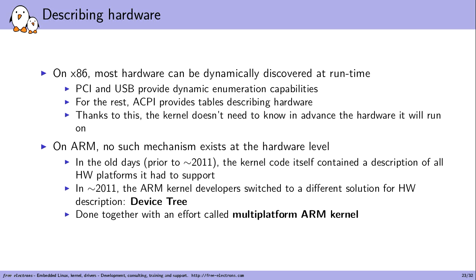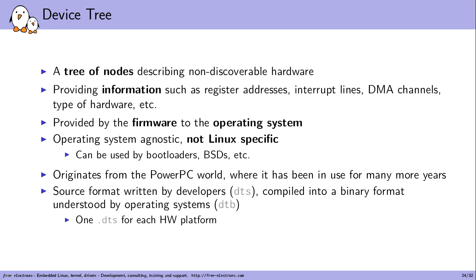In 2010, 2011, I'm not sure exactly when the effort started, but that's about that time frame, the kernel developers of the ARM community decided to switch to a different solution to represent the hardware called the device tree. And I'm going to spend a few slides on that. This effort was done together with another effort called multi-platform, about which I'm going to say a few words as well. So the device tree is a tree of nodes that describe non-discoverable hardware.